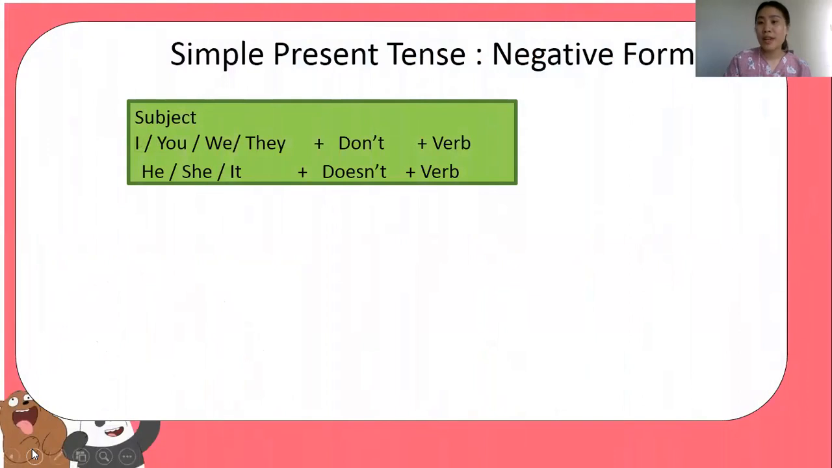So let's move on to the negative form of simple present with normal verbs. Okay, with the normal verb, you remember that we use do for the subject I, you, we, they, and does for the subject like he, she, it, or any singular noun. To make the negative form, I just put don't between the subject and the verb. Yeah, it's so easy.